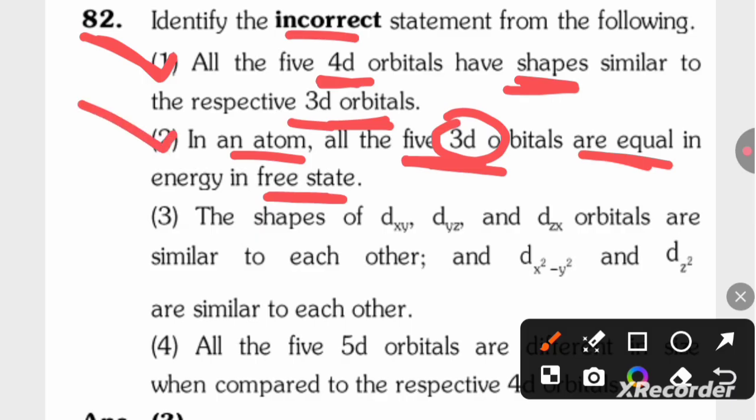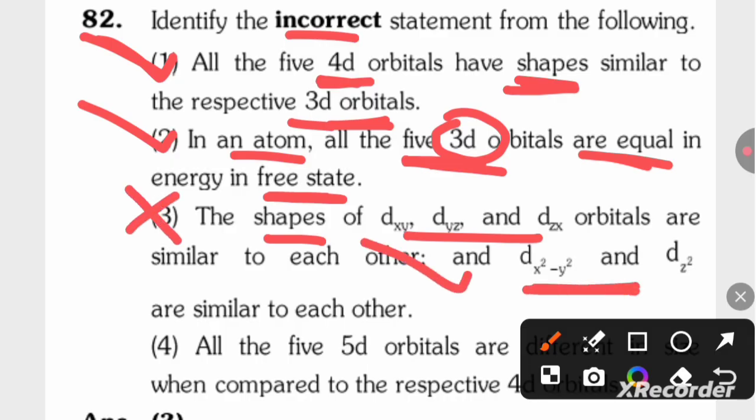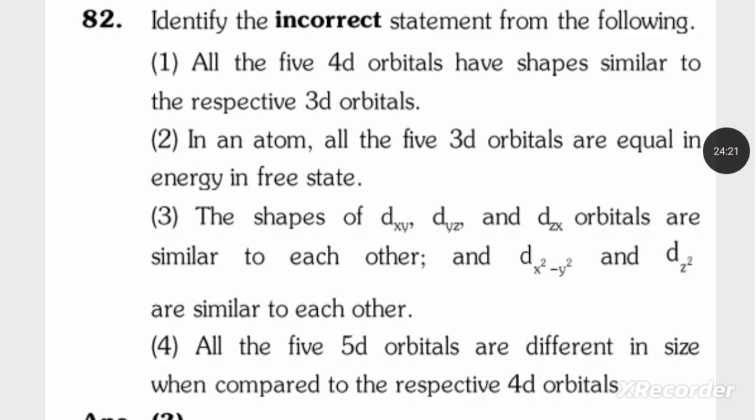The shapes of the dxy, dyz and dxz orbitals are similar to that of dx² − y² and dz². This is the incorrect statement because all the 5 d orbitals do not have the same shape. So option 3 is the incorrect statement.